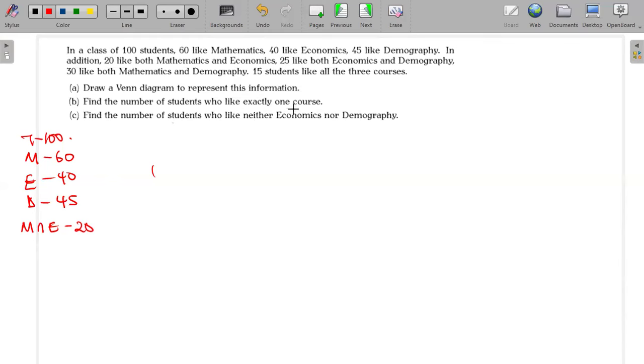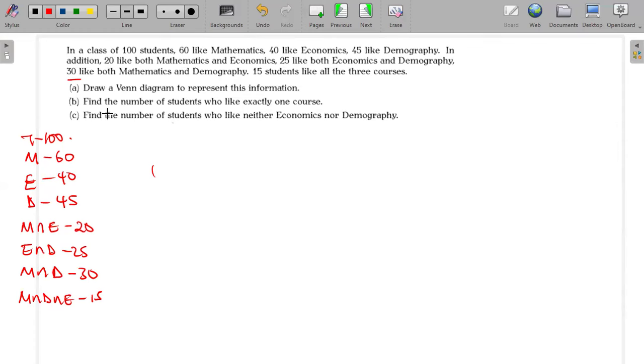Then they're saying 25 like economics and demography. So E intersect D, they are 25. And then they're telling us that 30 like both mathematics and demography. So M intersect D, that is 30. And then they're saying 15 like all the three courses. So M intersect D intersect E, they are 15. These like all the three courses.